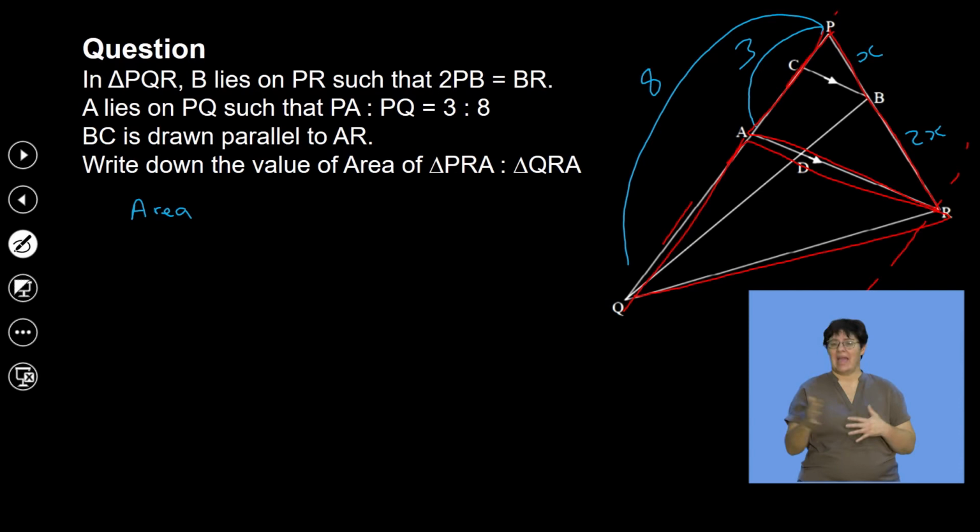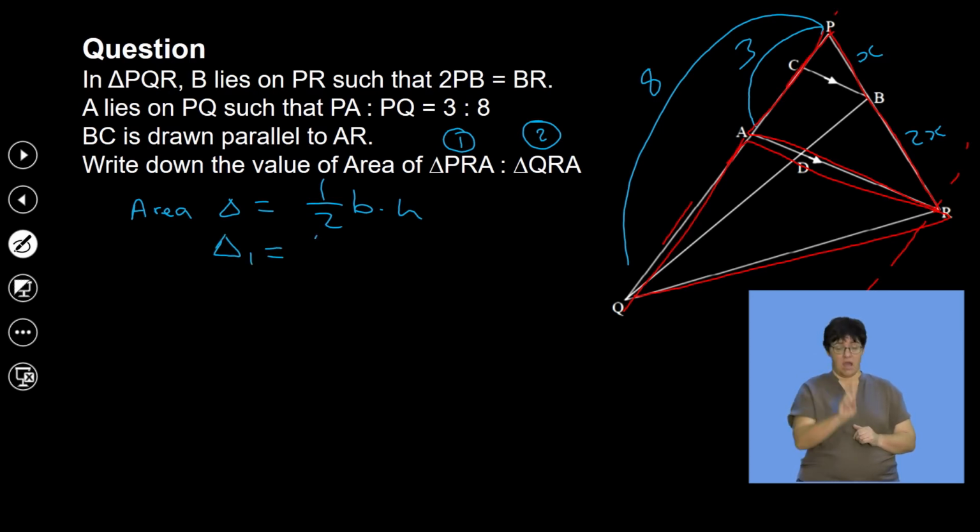Area of any triangle for that matter must be given by half base multiplied by height, right? And then I will call this number 1 and call that number 2. For area number 1, for triangle number 1, it will be equal to half. What is the base of PRA? PRA, which will be that one there, it will be the PA. So I will have this multiplied by PA multiplied by my height, which I do not know, right?